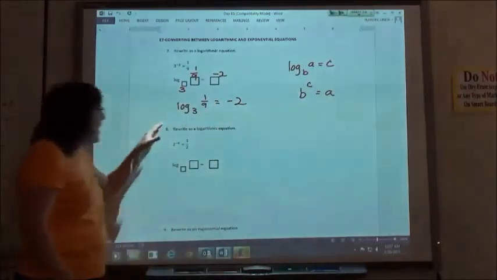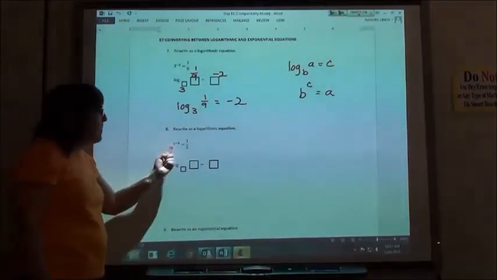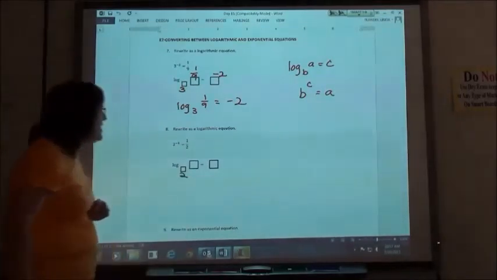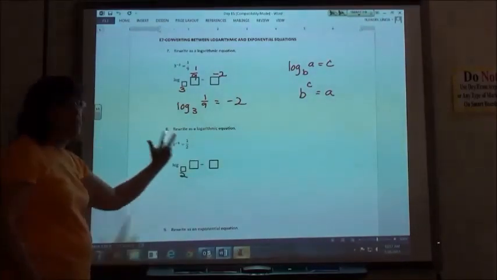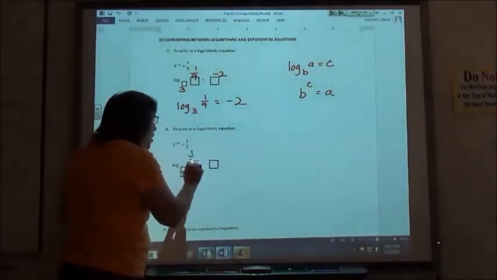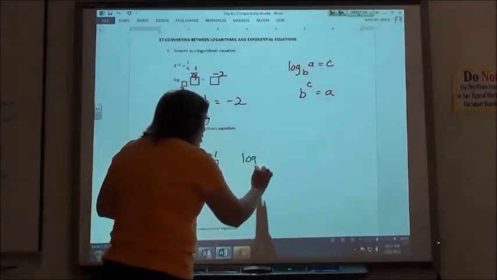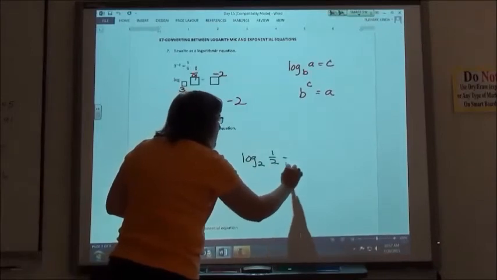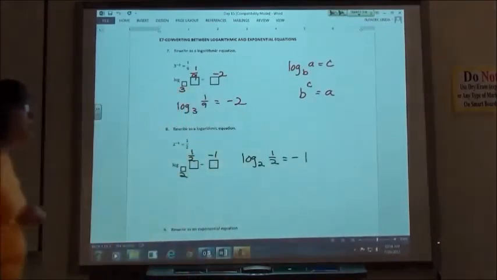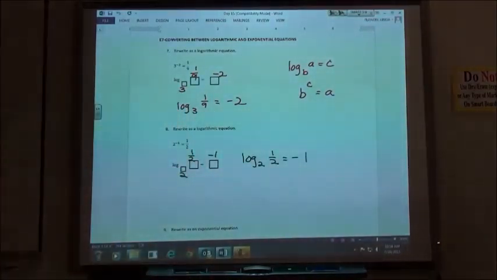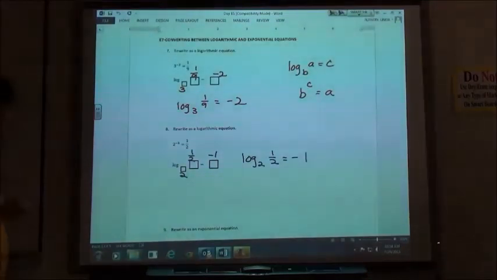So on 8, same kind of thing. My base is 2, so log base 2, I'm going to switch the exponent and the answer. So the 1/2 will go here, the negative 1 will go here. So log base 2 of 1/2 ends up being equal to negative 1. I erased my table, but otherwise we could have looked.